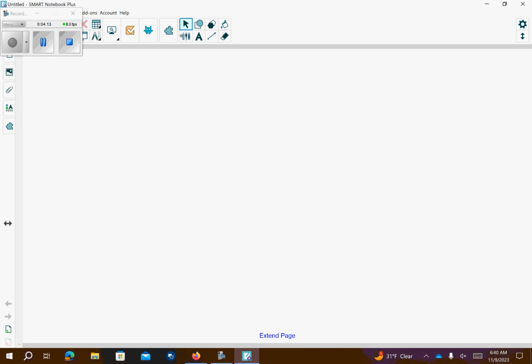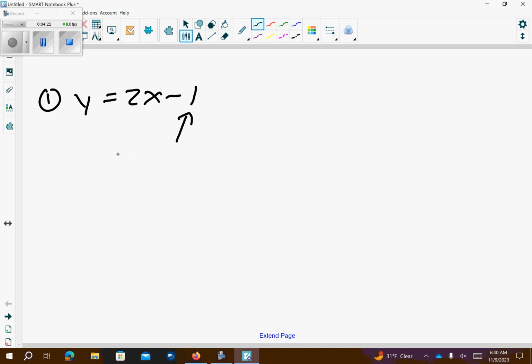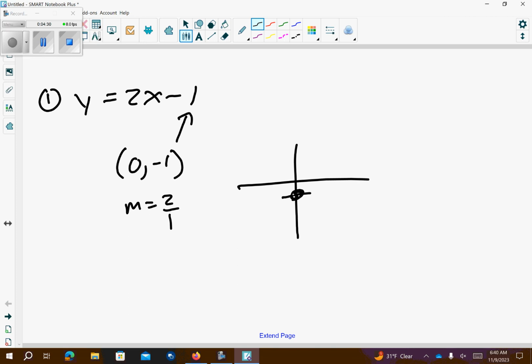Sorry, my computer got goofy, so I had to reset it. So we're on problem number 1, so that's y equals 2x minus 1. Again, that's the y-intercept, so it's going to be 0, -1. Notice the sign didn't change. And we have a slope of 2 over 1. If we graph it, 0, -1 is down here. Our slope's going to go up 2, right 1. Connect the dots.